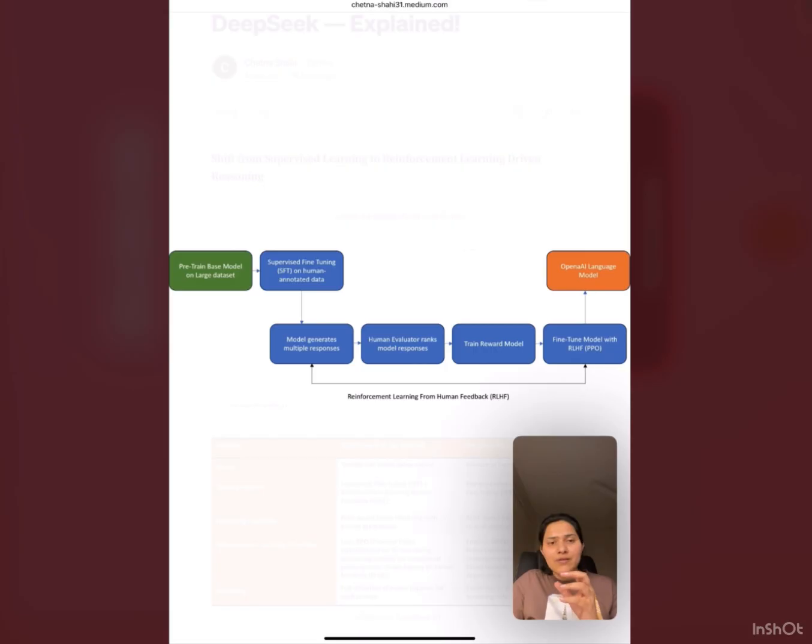And once the reward model is trained using the human feedback, the next step is to fine-tune the language model using reinforcement learning. Okay, now you would see that in the section fine-tune model with RLHF, PPO is there. PPO stands for proximal policy optimization. It is a type of reinforcement learning algorithm. As of now, we'll stop here for the definition of PPO. The details, the mathematics, everything behind it, we would be talking about in the next video.